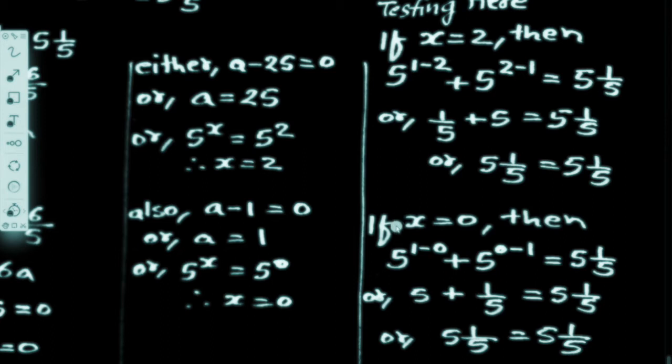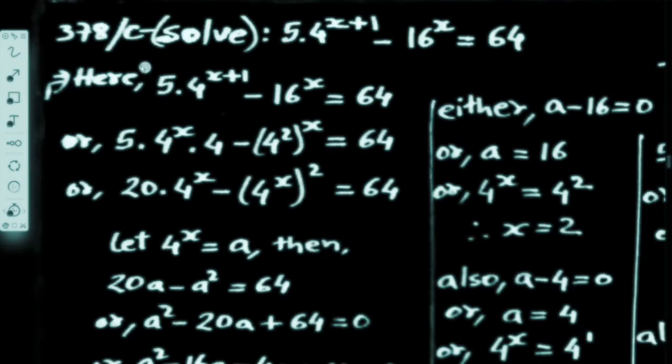Now the next value. If x equals 0, then keeping the value of x in our original equation, it becomes 5 power 1 minus 0 plus 5 power 0 minus 1 equals 5 1 by 5. 5 power 1 is 5 plus 5 power minus 1 is 1 by 5, so 5 plus 1 by 5 is 5 1 by 5. In this way, both sides are the same. It means both x equals 0 and x equals 2 satisfy our original equation. Both are our answers, and we get the proper solution of our exponential equation.